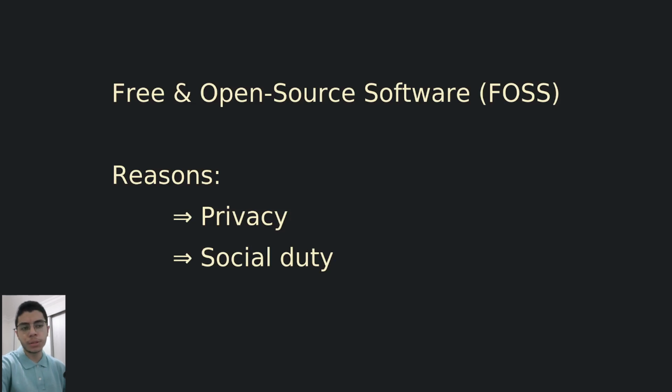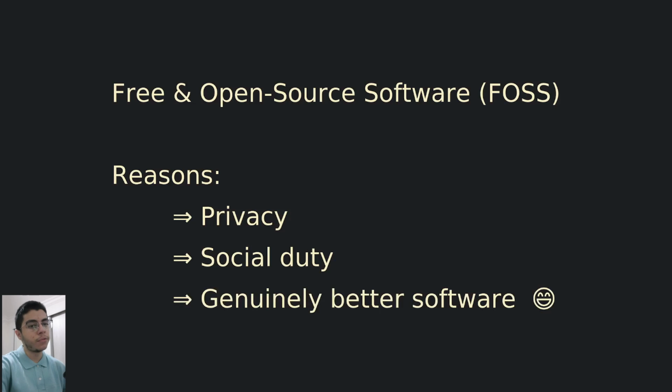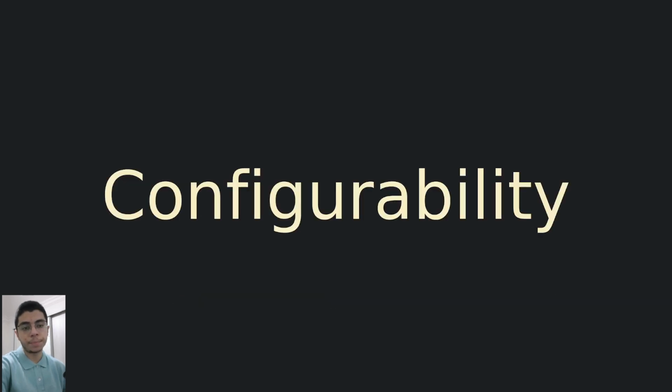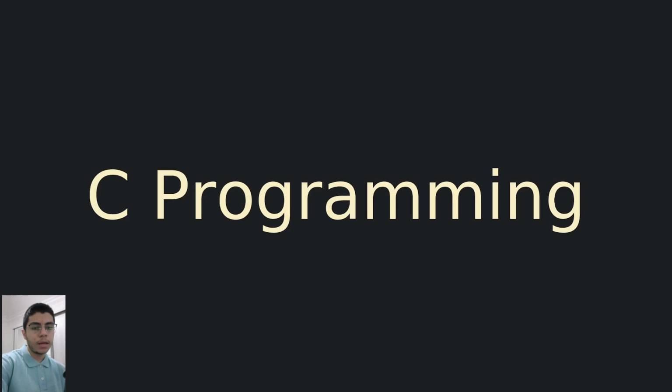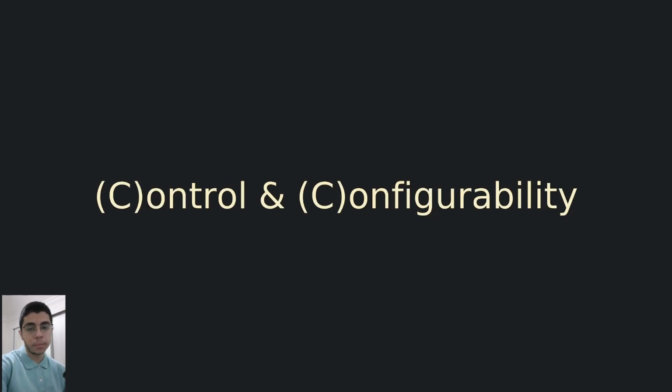And of course, open source software is generally genuinely superior. This is mainly for its configurability, and control only comes with configurability. Meaning, if you do not like something in a piece of software, you can go and change it yourself by contributing to its development. And yet another of my favorite topics to talk about is C. After all, it is the first letter of the words control and configurability, and that actually carries some weight.